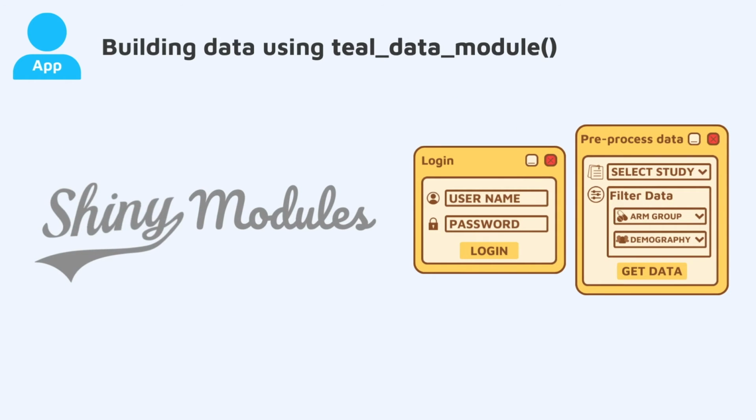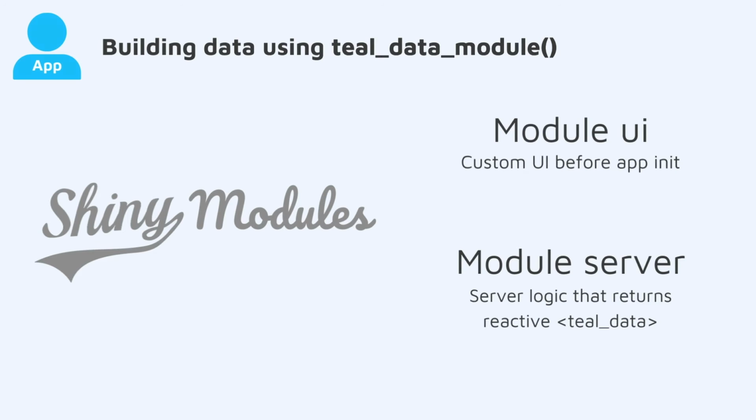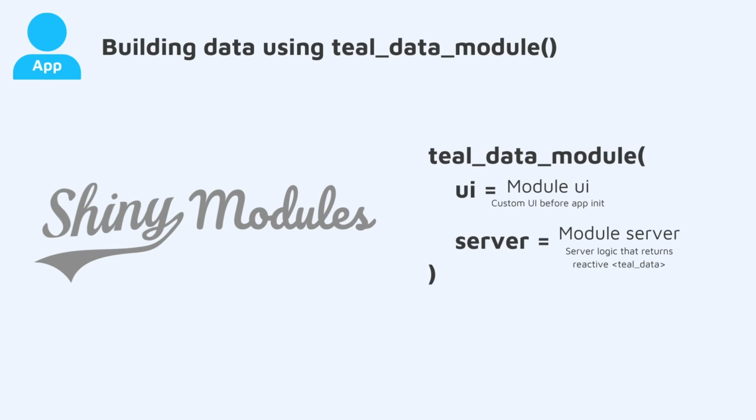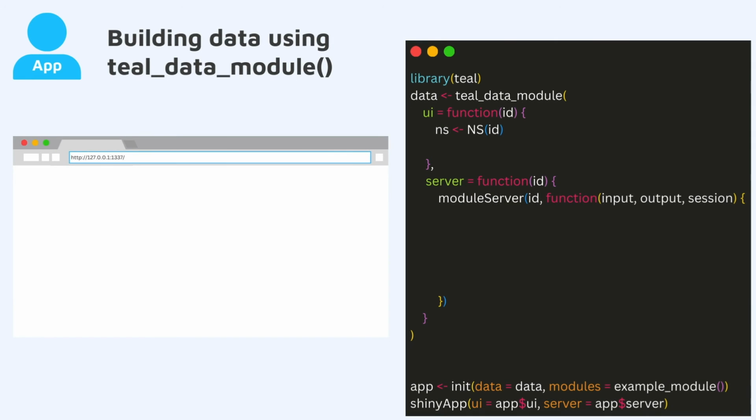These problems are solved by giving the developer the ability to create a custom Shiny module which can be passed into the data argument of the Teal init function. You just need to create a module UI with custom user interface to satisfy your needs and a module server that returns a reactive Teal data which is then passed into the Teal app. These module UI and server functions need to be passed into the Teal data module function's UI and server parameters respectively. Once this is done, before the Teal app is initiated, this custom Shiny module will be shown and the Teal data which is returned from the server will be used to initialize the Teal app.